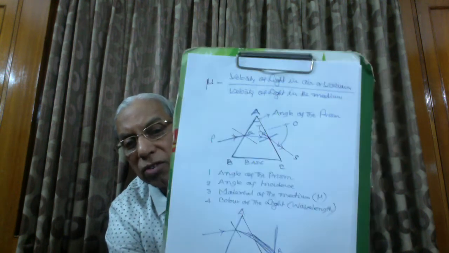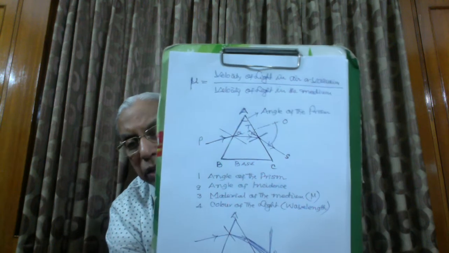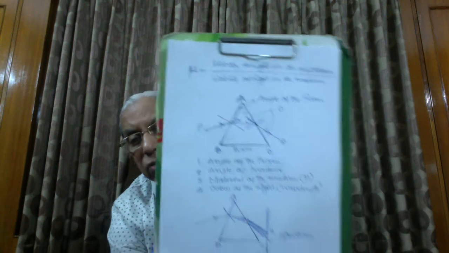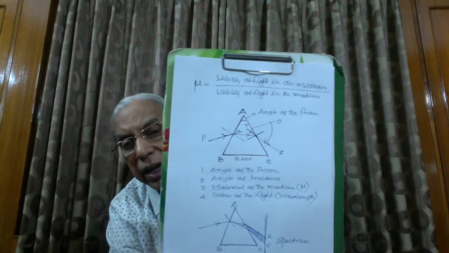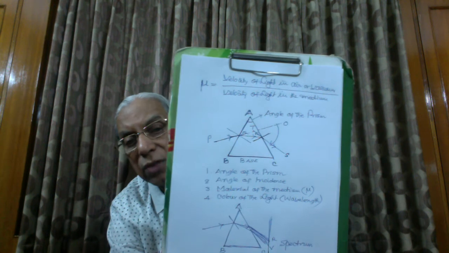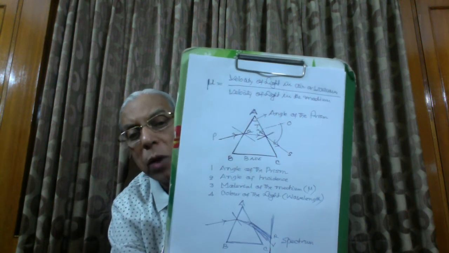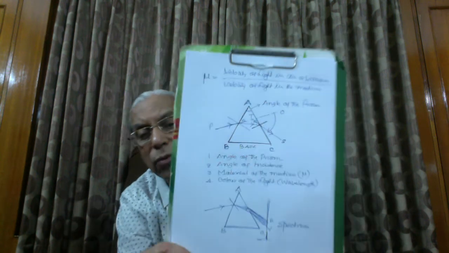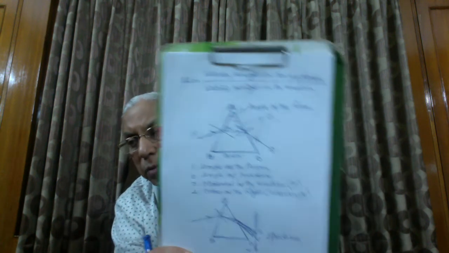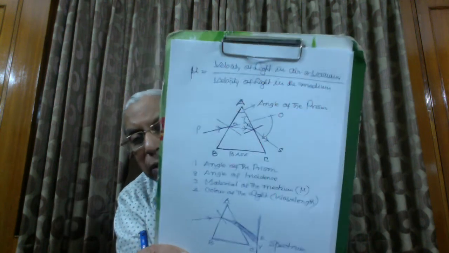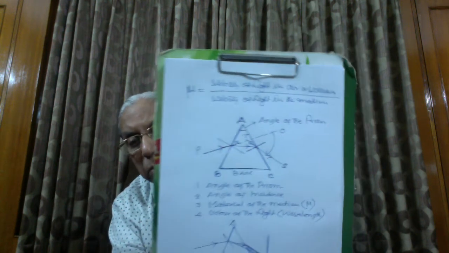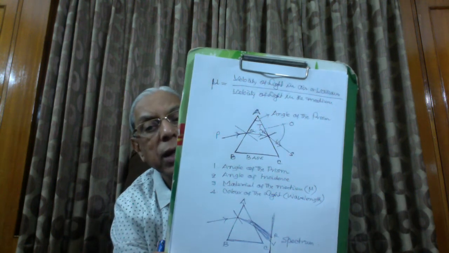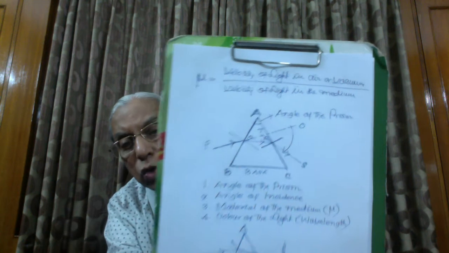Now, what does PQ represent? PQ represents a ray of monochromatic light. I have already told you. Let us consider a ray of monochromatic light incident on one of the polished surfaces of the prism. What will happen? The ray of light travels from air to glass. When it travels from air to glass, that means it is traveling from rarer medium to denser medium. You know what happens? When a ray of light travels from rarer to denser medium, it bends towards the normal.